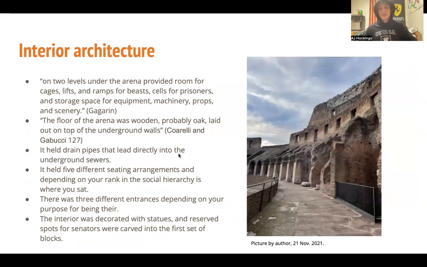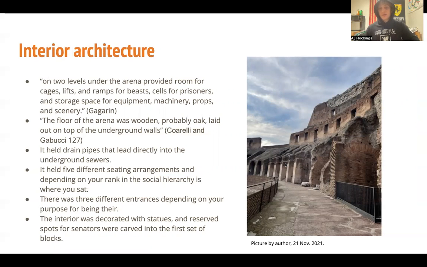So the interior architecture. There are 2 layers of the underground arena section. There's room for cages, lifts, and ramps for the beasts, and also all the fighters who are prisoners, and just equipment. It's the kind of behind the scenes area. The floor of the arena was probably wood, and it was probably oak wood. It was laid out on top of the underground walls as seen in other photos, as well as more photos coming.